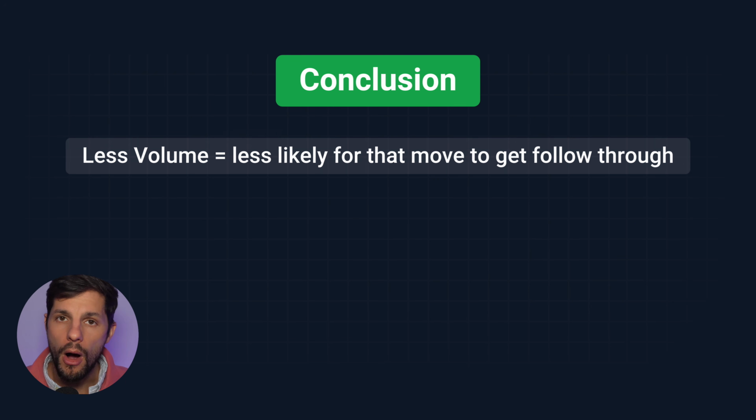And with that, it concludes our lesson on combining the market profile with volume profile. So remember, no market participation or volume means that it is less likely that that auction is going to get follow through. Super important. You have this template, so please use it, explore it for yourself. Any questions, always leave some comments down below in the section.